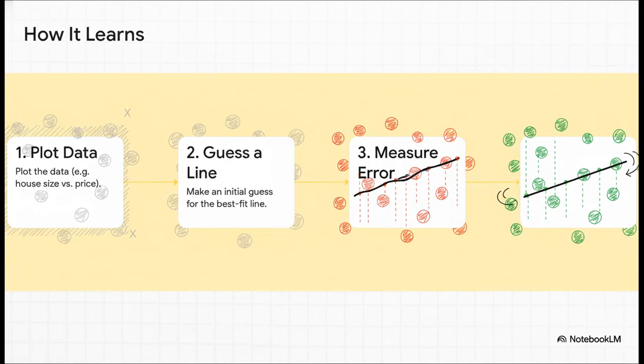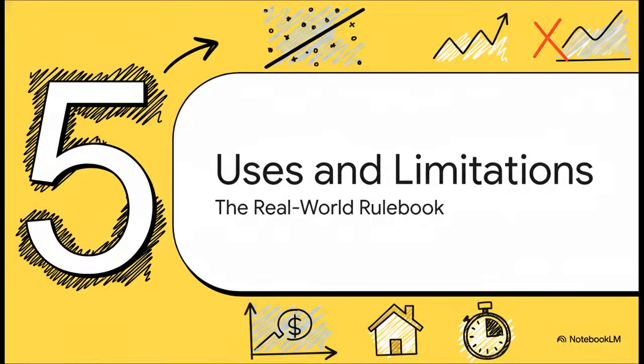And this is basically how it does it. First, we just plot out all the data we have. Second, the model takes a guess, it just draws a line. Third, and this is the crucial part, it measures how wrong it was. It adds up all the errors. And finally, it just nudges the line a little bit, changes the slope or the starting point, and it checks the error again. It just keeps repeating that process over and over until it can't make the error any smaller. And boom, that's learning.